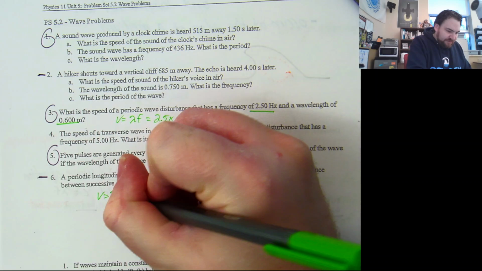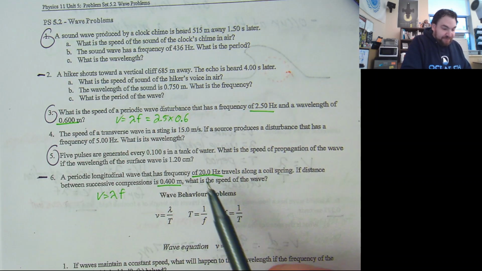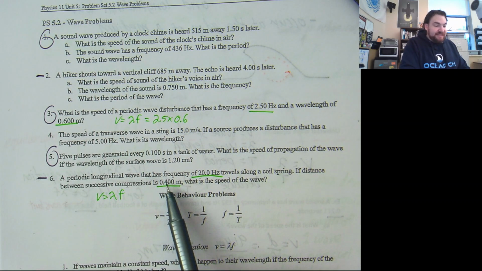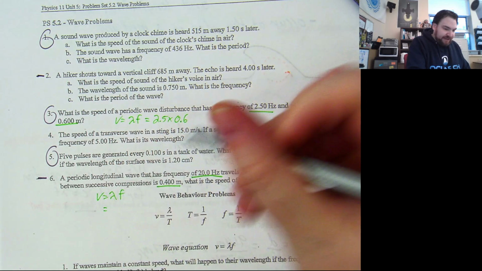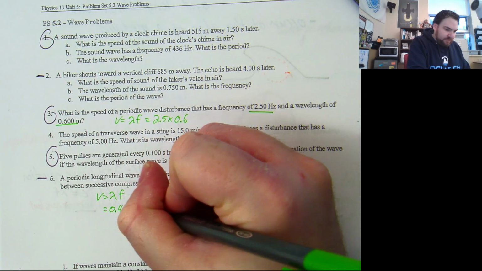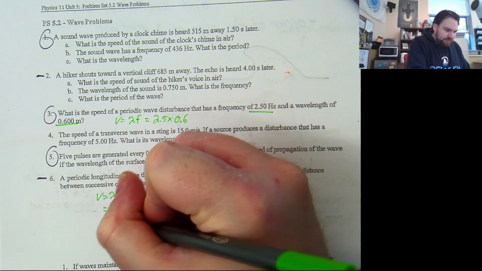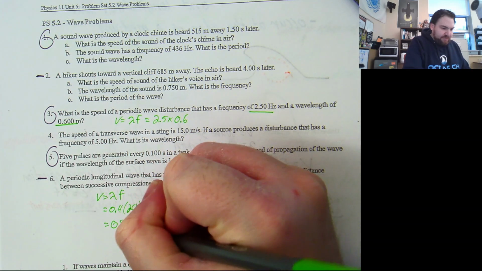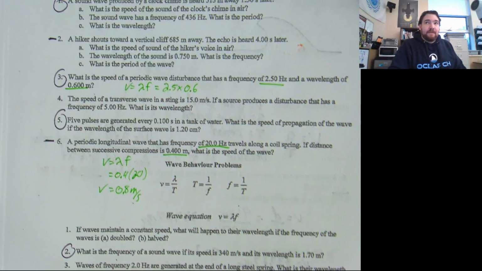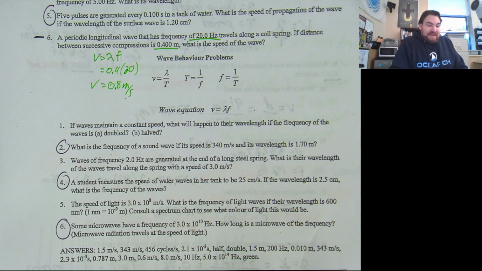V equals lambda F. They give us the frequency and they give us the wavelength. So the distance between successive compressions is this value, that is the wavelength. So it's just going to be 0.4 times 20, which should be 0.8 meters per second. So that's the reason I said it was interesting, because that's what Lena and I did in class. Just demonstrated that.